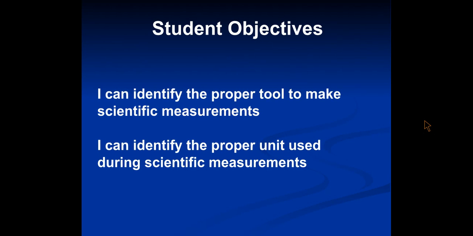First, our objectives. You're going to be identifying the proper tool to make scientific measurements. Then, you guys are going to be able to identify the proper unit used to make scientific measurements. And just a quick definition, a unit is a word used to describe a number. So think seconds, miles, laps, meters. These are all things you have probably done before. We're just going to learn the proper vocabulary that we will use in class.